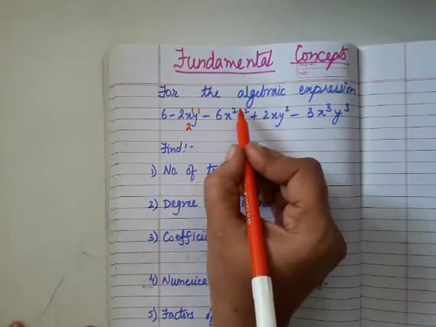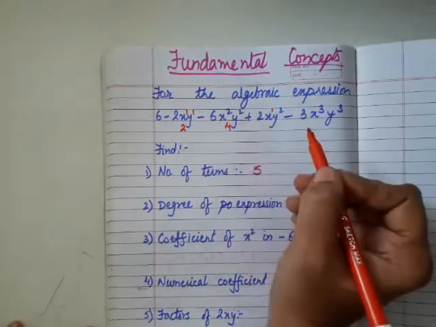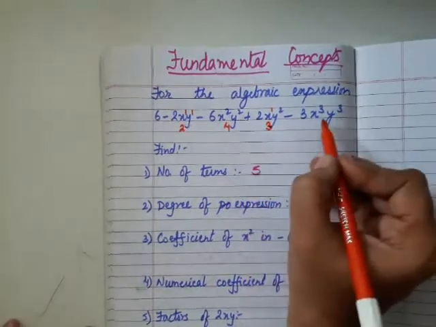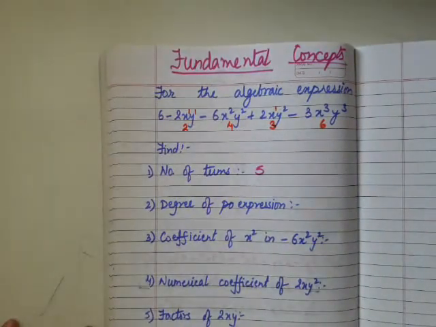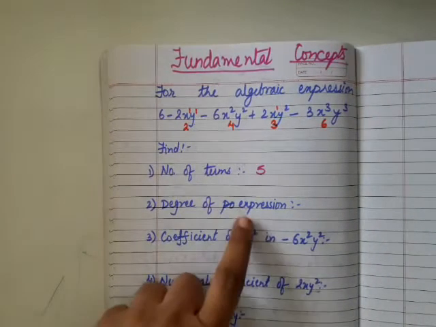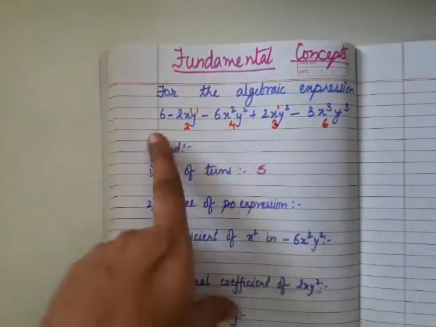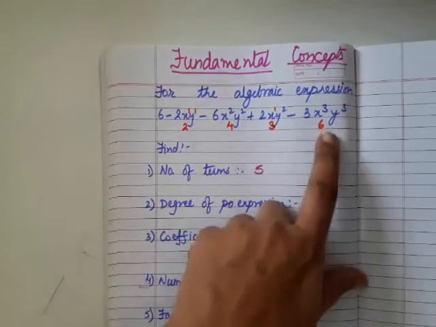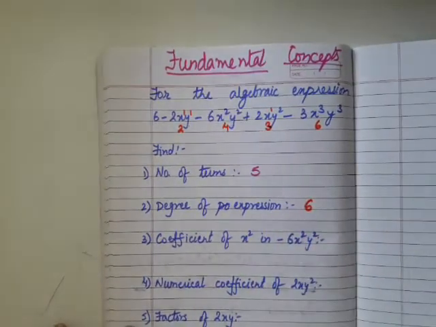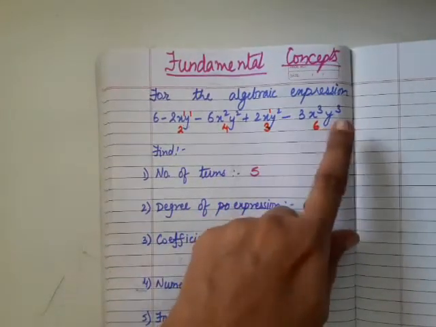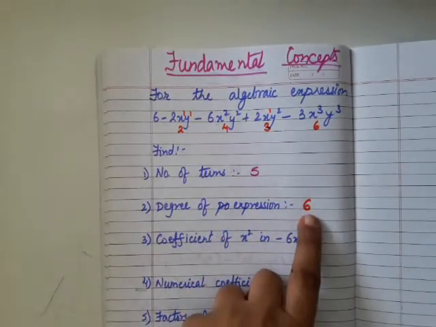Now here the exponential value is 2, here is 2, so 2 plus 2 is 4. Here nothing is there, that means the value is 1, so 2 plus 1 is 3. Now 3 plus 3 is 6. Now we have summed up the exponential value of each term. But our question is to find out the degree of the polynomial or the expression. So what we do is find out the highest one, the greatest one. Which one is the greatest? The greatest one is 6. So what is the degree of the expression? It is 6. Whatever highest exponential value of the term is there, that one is the degree of the expression.